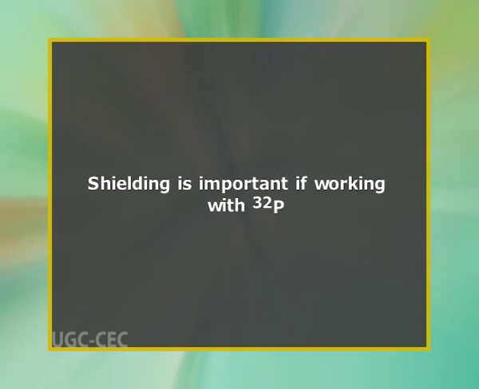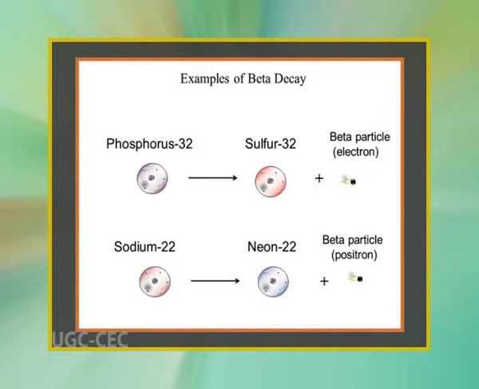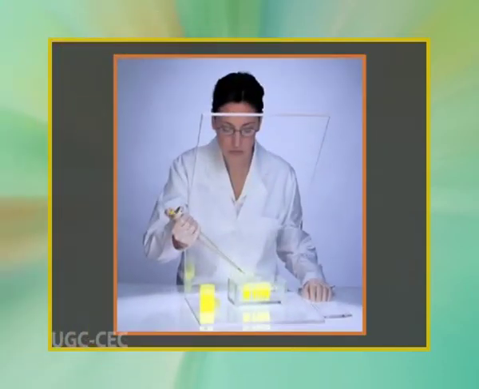H3 beta particles are extremely weak and cannot penetrate latex gloves. Shielding is especially important if you are working with P32. A beta particle from P32 with its greater penetrating power will travel approximately 20 feet through air. It is more than 99.9% absorbed by a 9 mm plexiglass shield.